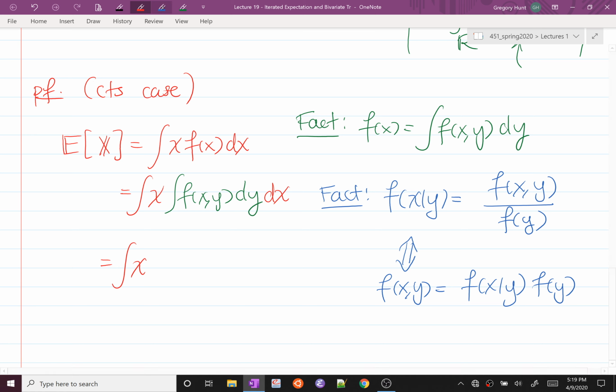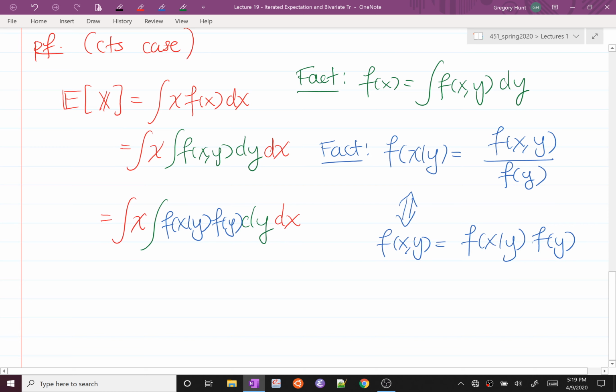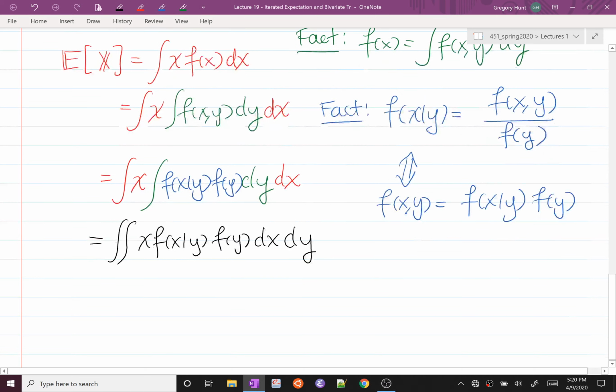And now we can just plug this in our formula here. Integral x, integral with respect to y, and now we're replacing f of x, y with f of x given y, f of y, and then we're just going to rearrange things. What I'm going to do is interchange my integration order. So first of all, I can pull these integrals all the way to the left. This is x, f of x given y, f of y, and now I'm just going to say dx dy.